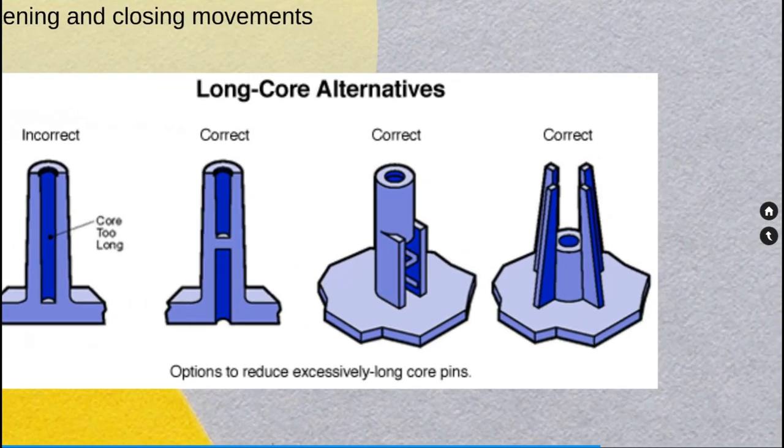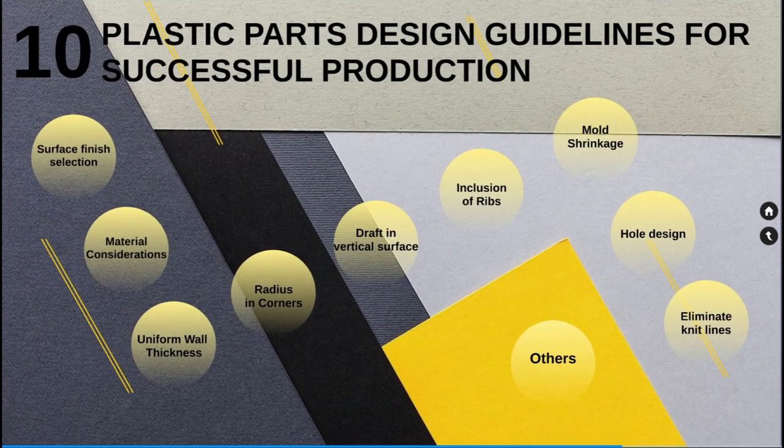Here is an example of the correct and incorrect way of making a hole, specifically for the inserts maybe. You don't want to core too long. Instead of that, you have to have the material in order to maintain the strength and rigidity of the component.